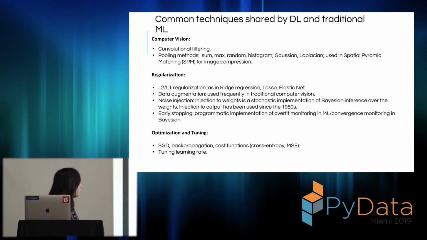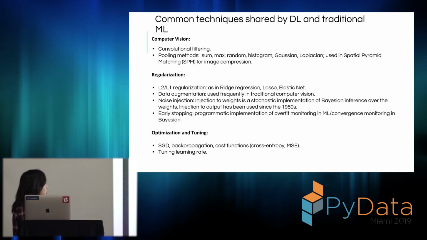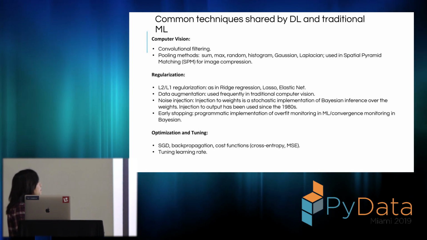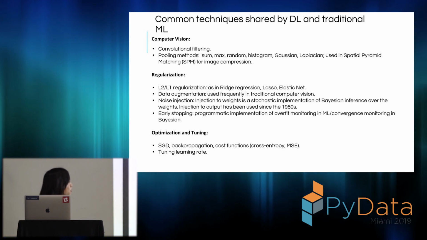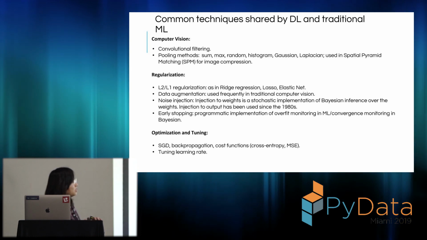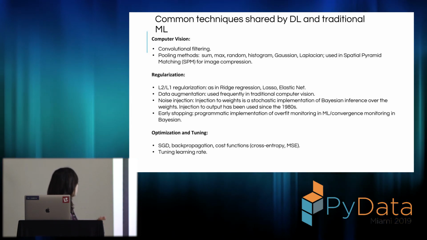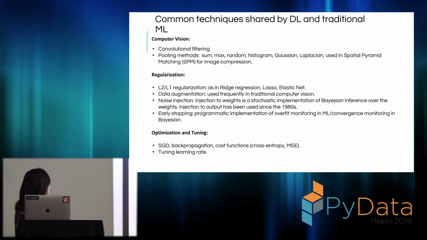Also, there's a technique in deep learning called noise injection. You can inject the noise to the weights. Then it's basically a stochastic implementation of Bayesian inference. Then if you inject over the outputs, this method has been used since the 1980s too.